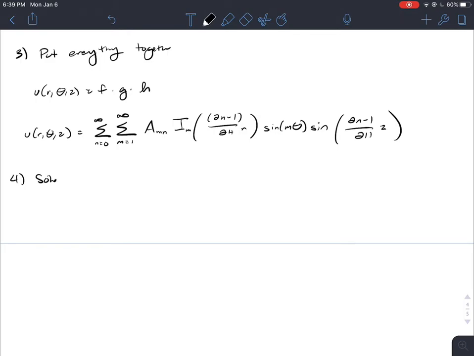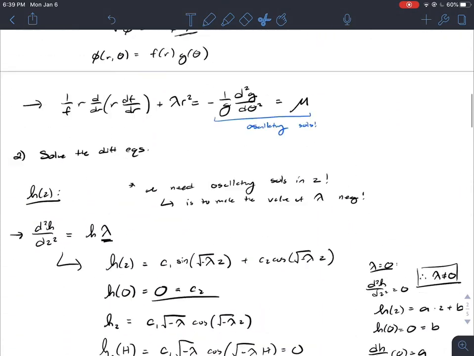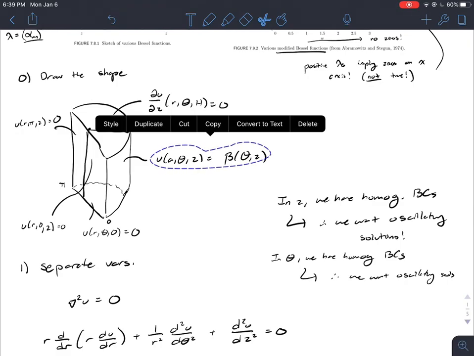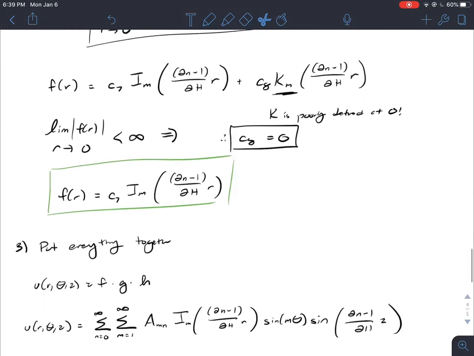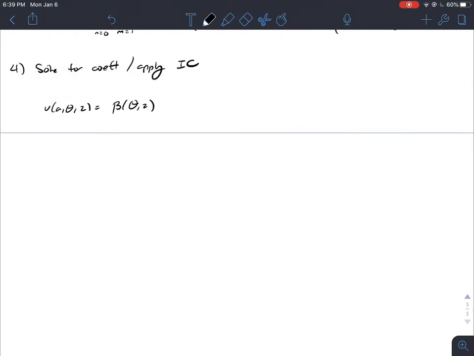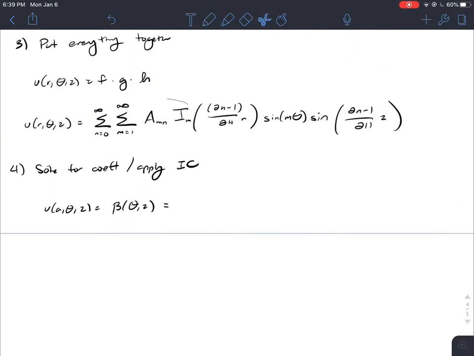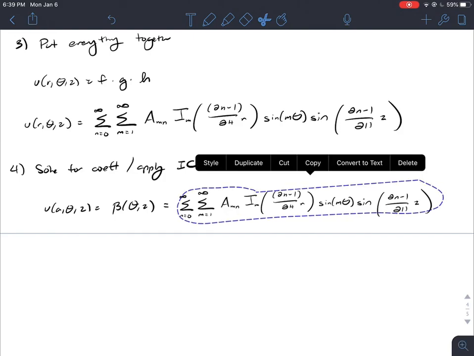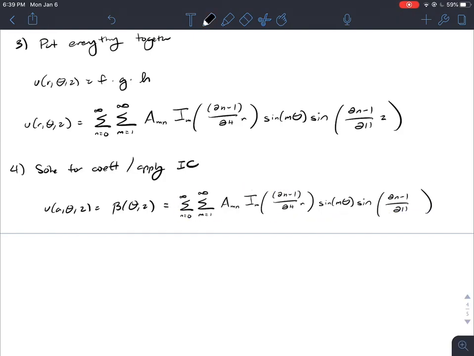Great. So now we can solve for the coefficients, apply the initial condition. The initial condition we're given here is on the lateral surface of this cylinder, and that's telling us that that's equal to beta of theta, z. So let's plug this into our problem, and then we should get something nice and dandy. So this is at a specific height. This is at some arbitrary z still. And this should be an h. But we're evaluating at a radius a.